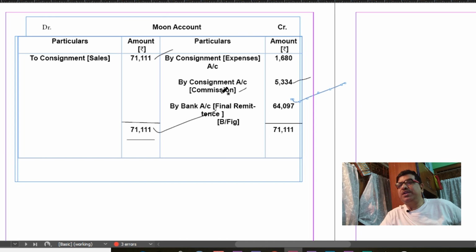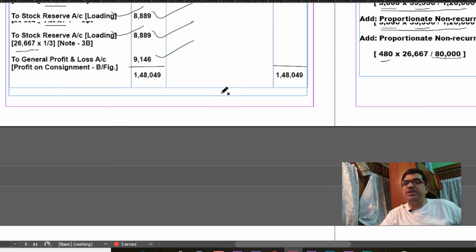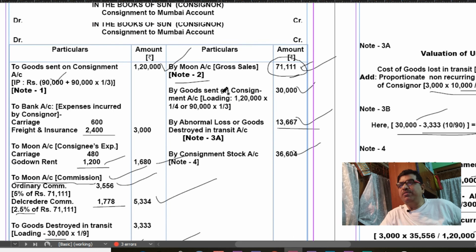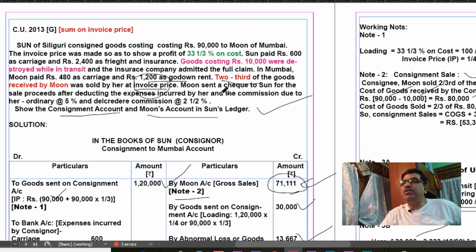Now the question is totally solved. Therefore, from this question we got one idea that how to do any question relating to consignment at invoice price. Number one. Number two, other factors relating to commission, and when units are not given, only amount is given, how to do.